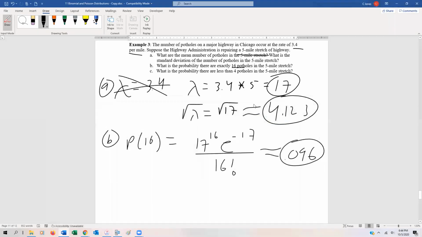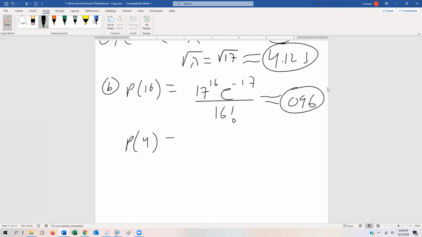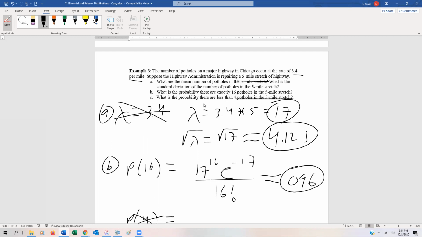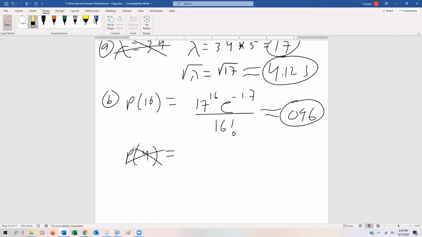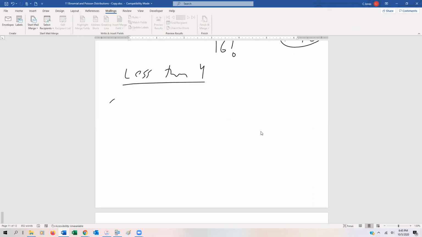Now the last one's a little bit sneakier. What's the probability that there are less than 4 potholes in the 5-mile stretch? Some of us might set it up as P of 4, but that's not the case. We want less than 4. So how do we think about that? There are 4 possible outcomes less than 4: there could be 0 potholes, or 1 pothole, or 2 potholes, or 3 potholes. So we're going to find all of these probabilities and then add them up.